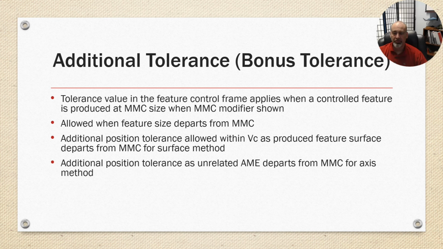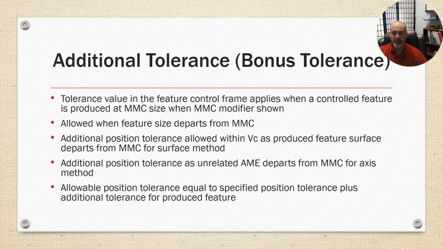Additional position tolerance is allowed as the axis departs from MMC for the axis method. An allowable position tolerance is equal to the specified position tolerance plus additional tolerance for the produced feature. So if your feature is 1 thousandth bigger than MMC, then you get an extra 1 thousandth of bonus. If it's 2 thousandths bigger than MMC, then you get 2 thousandths of bonus. So it's basically calculated off the physical part you're measuring.